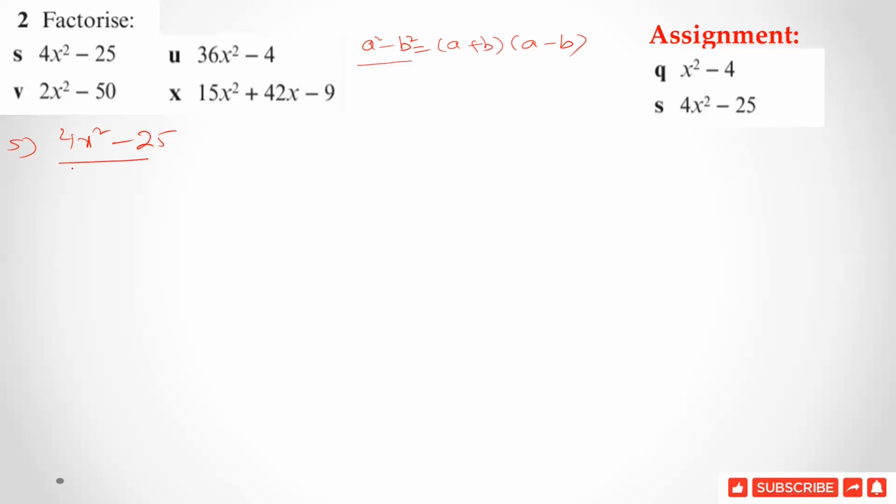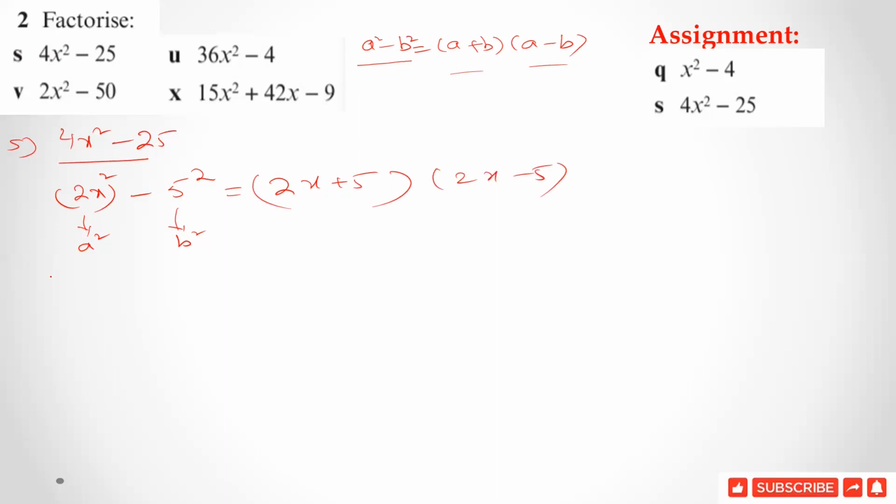If we check, 4x squared we make 2x whole squared, minus 25, which is 5 squared. So this one is a squared and this one is b squared, and we apply the same formula to get the answer: 2x plus 5 and 2x minus 5. That's it. Easy. This is called applying the formula to factorize the expressions.